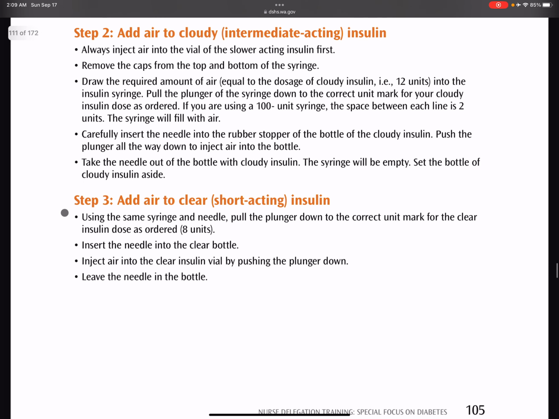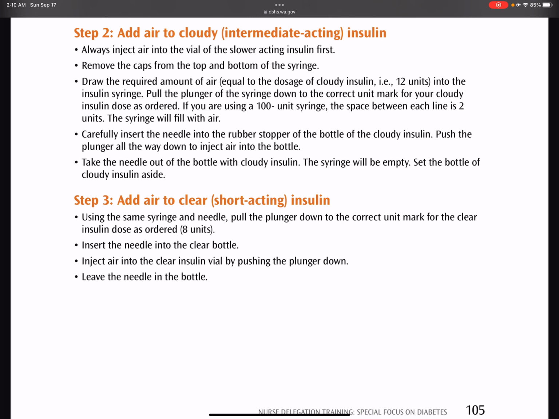And the second step is add air to cloudy, which is intermediate-acting insulin. Draw the required amount of air into the insulin syringe and carefully insert the needle into the rubber stopper of the bottle of the cloudy insulin. Push the plunger all the way down to inject air into the bottle. Take the needle out of the bottle with the cloudy insulin. The syringe will be empty. Set the bottle of cloudy insulin aside.